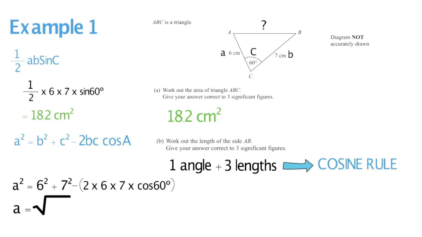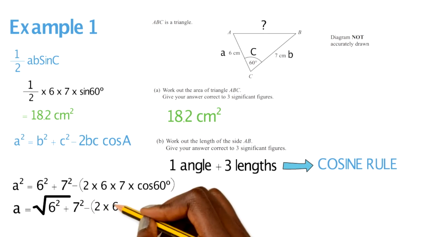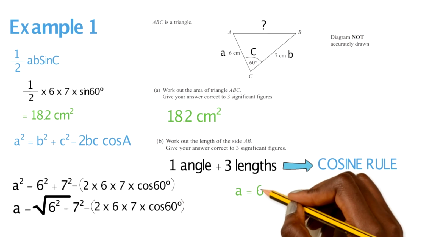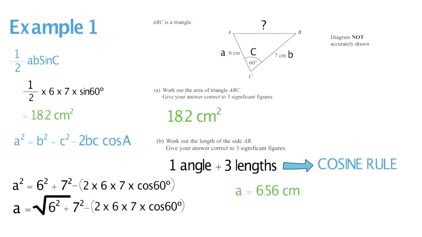Oh, not yet, because remember you have to square root that all, because a squared is equal to all of that, but you need to square root everything. So make sure in your calculator you put square root everything inside of it. Then that should give you an answer to 3 significant figures of 6.56 centimeters.